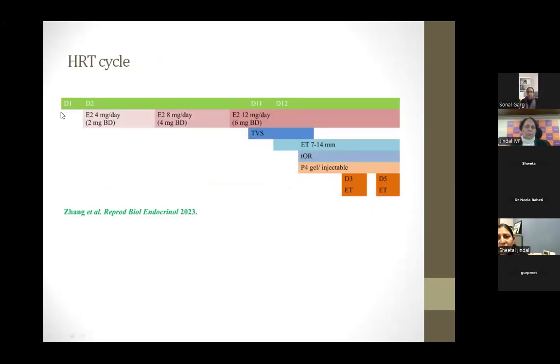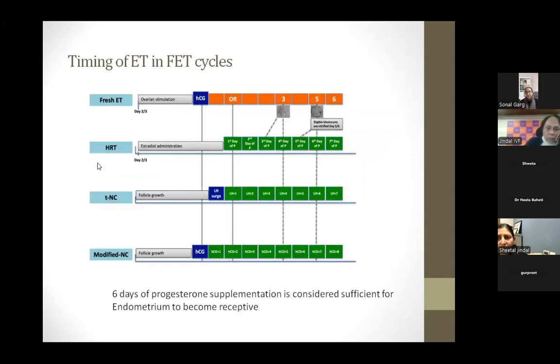Now, in most of the HRT cycles, we are giving estradiol in the form of 2 milligrams, 4 to 6 milligrams from day 2, 3 of the menstrual cycle till day 11, till the endometrium is approximately 7 to 14 millimeters. And from there, the progesterone is added, followed by the subsequent embryo transfer. In HRT cycles, the day the progesterone is administered is considered day 1, and the embryo transfer is usually done on day 6 of the progesterone.